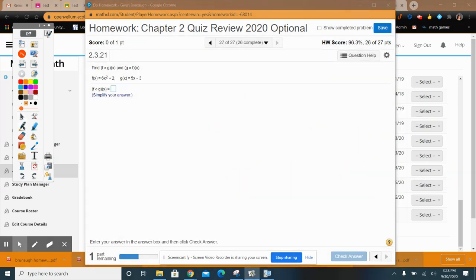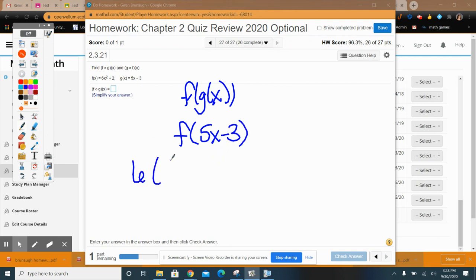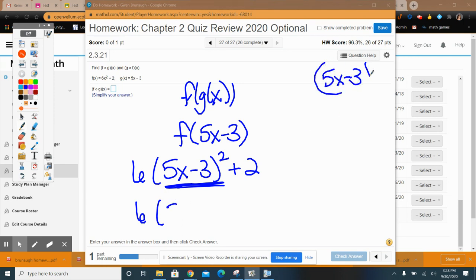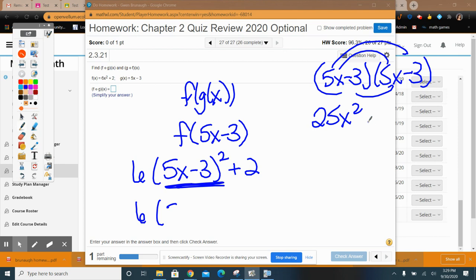Last one. F of g of x will be f of 5x minus 3. That tells me to plug it into f. This is tricky. It's 5x minus 3 quantity squared plus 2. Do this first. Let's do it over here. 5x minus 3 times 5x minus 3, 25x squared, minus 15x minus 15x, that's minus 30x plus 9.